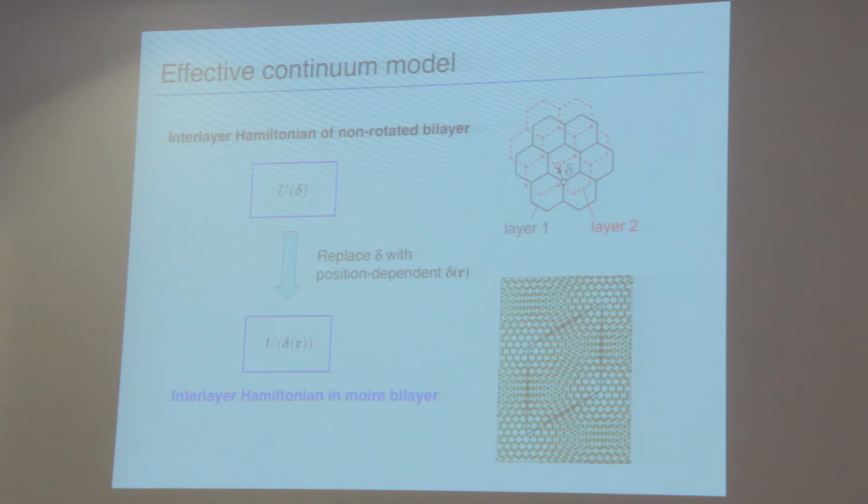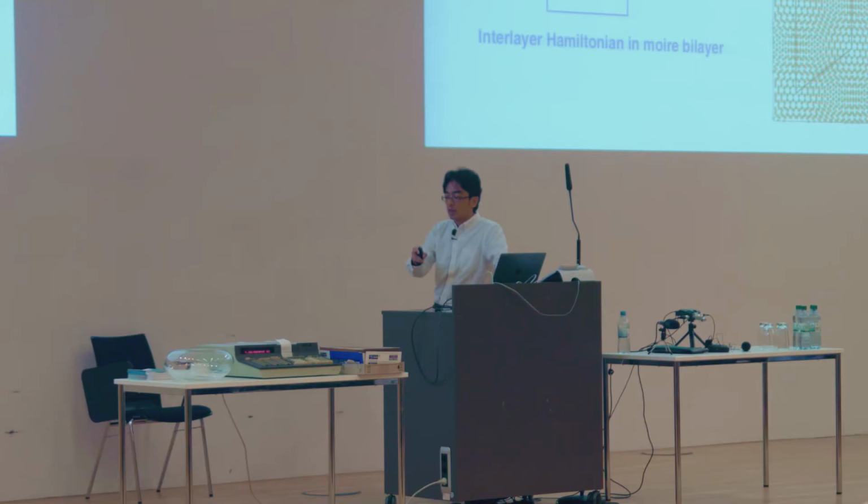For non-rotated bilayer graphene, it's easy to derive the Hamiltonian because this is a periodic system. The important thing is the interlayer coupling. The intra-layer part is just graphene, which we know very well. So the problem is how layer 1 and layer 2 are interconnected in the Hamiltonian.